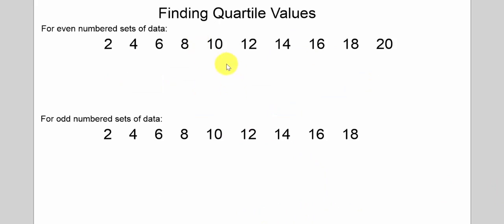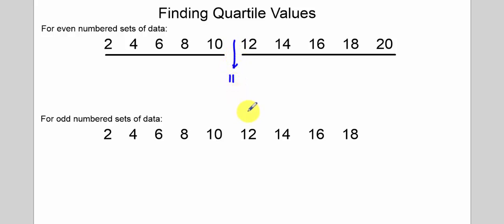So we've got an even number of data values. Since we're finding medians, we know that it's between the two middle numbers. So again, let's say there's 5 numbers here, 5 numbers here. The median lies dead center between them. So the average of those two numbers is 11, and that is our median. Now, we're not going to use that value in determining what our next quartile is.